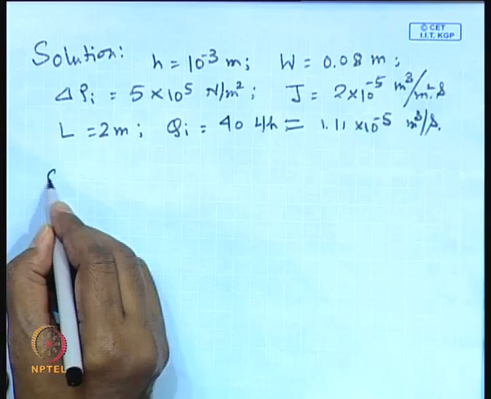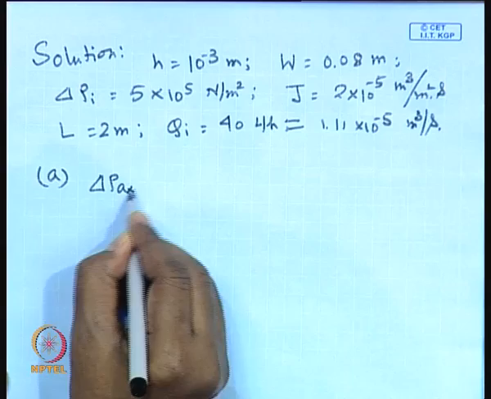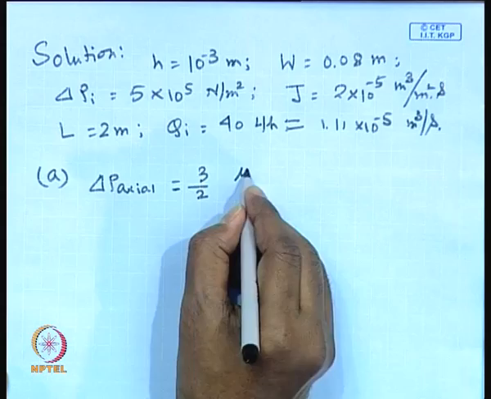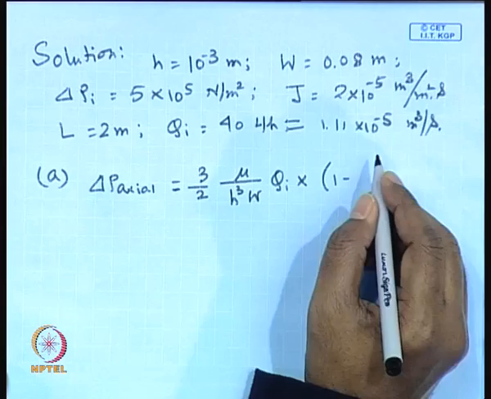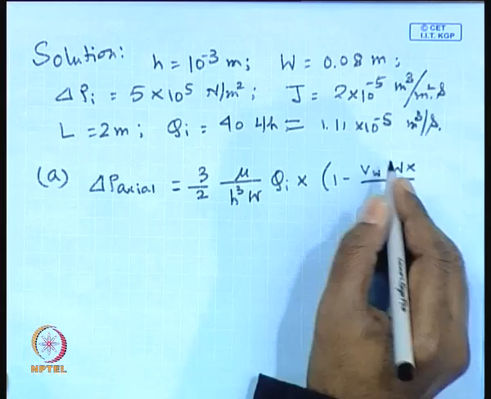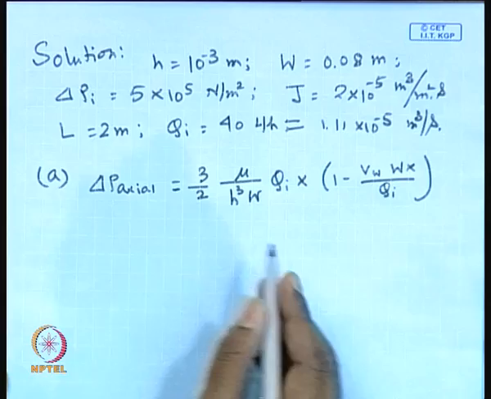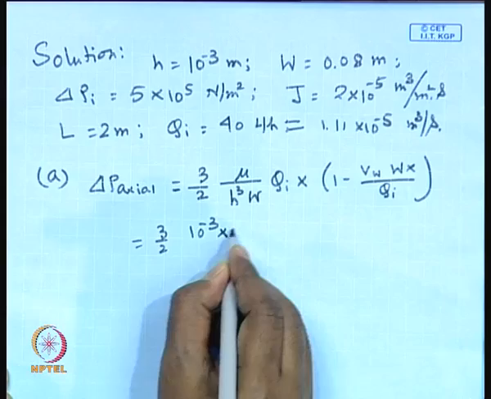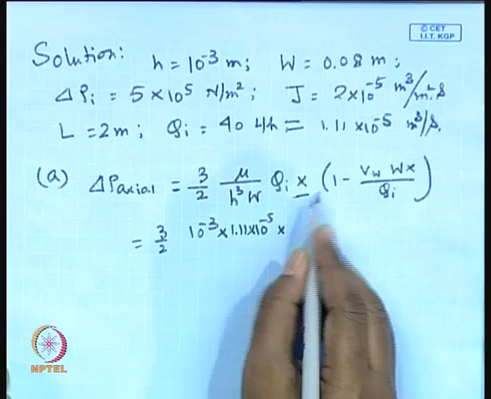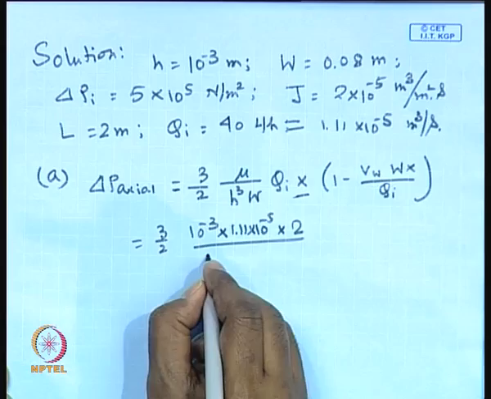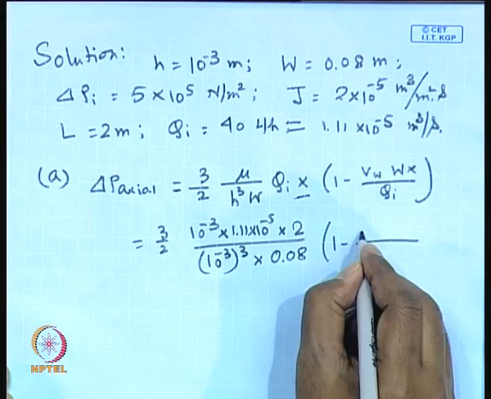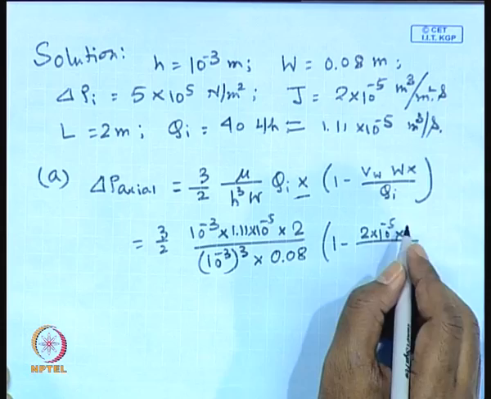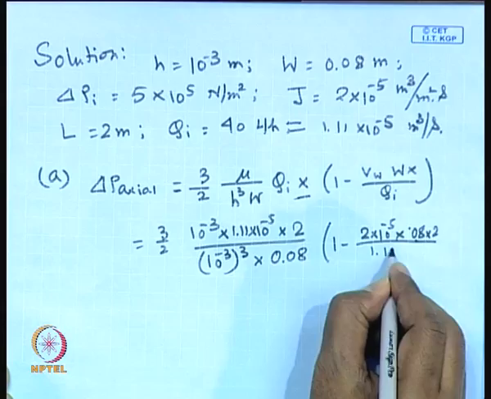If you look into the expression of delta P axial, the axial pressure drop will be 3/2 μ divided by h cube w, Q_y x, times (1 minus v w x divided by Q_y). That is the expression for the axial pressure drop, just put in the different values. So, this becomes 3/2 times 10 to the power minus 3 into 1.11 into 10 to the power minus 5, that is the flow rate. X is the length of the module, that is 2 meter, and this is h cube, 10 to the power minus 3 cubed, width is 8 centimeter, times 1 minus 2 into 10 to the power minus 5, that is the flux, and width is 0.08 multiplied by 2, that is the length, divided by 1.11 into 10 to the minus 5, that is the flow rate.